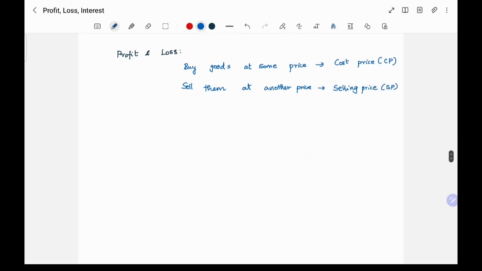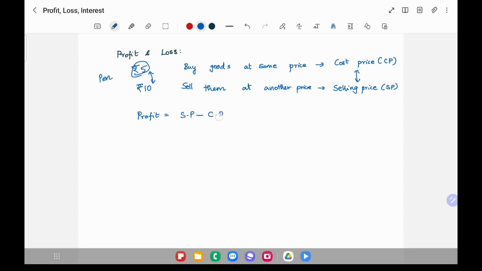Okay, so the profit is nothing but the margin, the difference we make. Suppose we buy it at some 5 rupees and we sell it at 10 rupees, take a pen. Then the profit is how much more we earn from the cost price. So profit is nothing but selling price minus cost price.